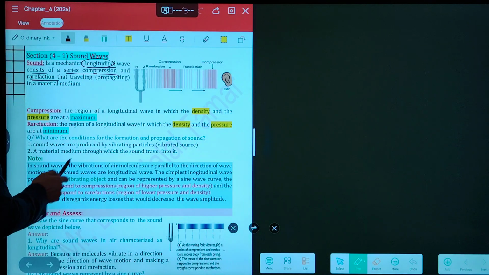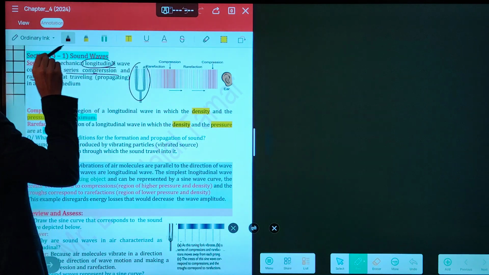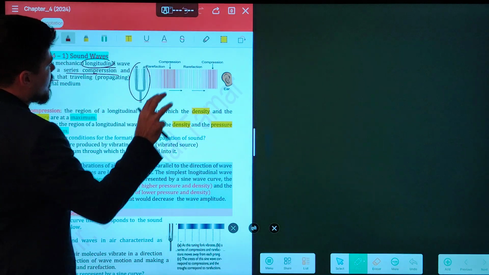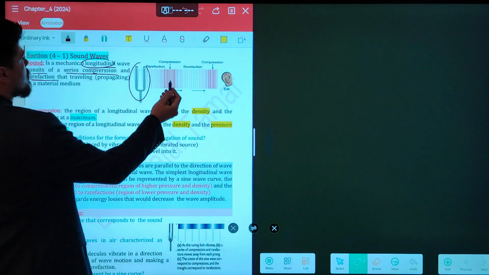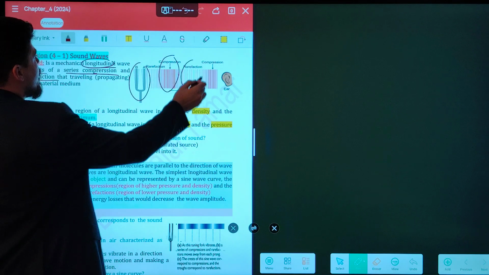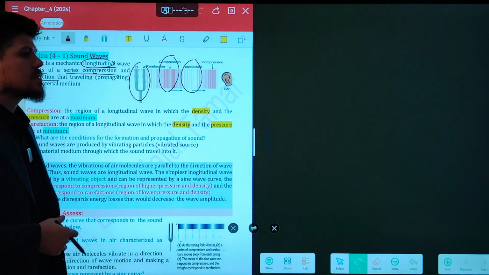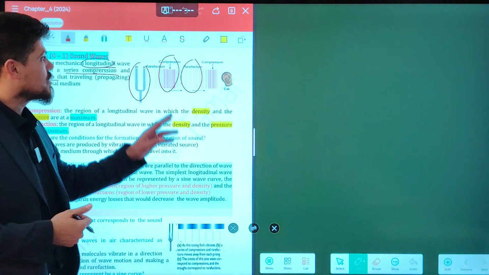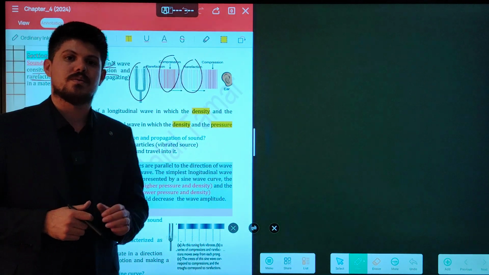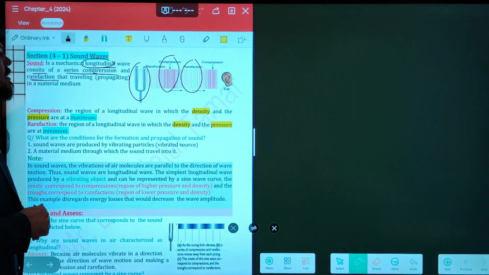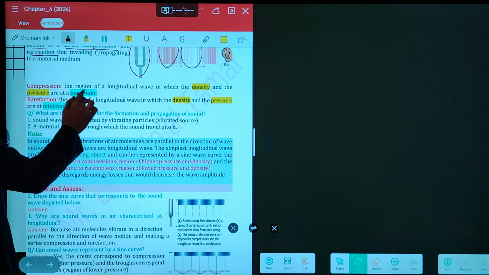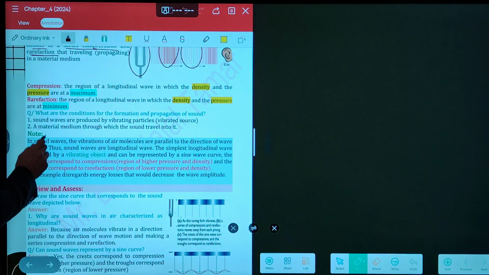As you can see, this is a tuning fork. If we start the tuning fork, it can produce sound, and the sound consists of compression and rarefaction, or stretching. Compression is the region of the longitudinal wave in which the density and pressure are at maximum. Rarefaction is the region of the longitudinal wave in which the density and pressure are at minimum.